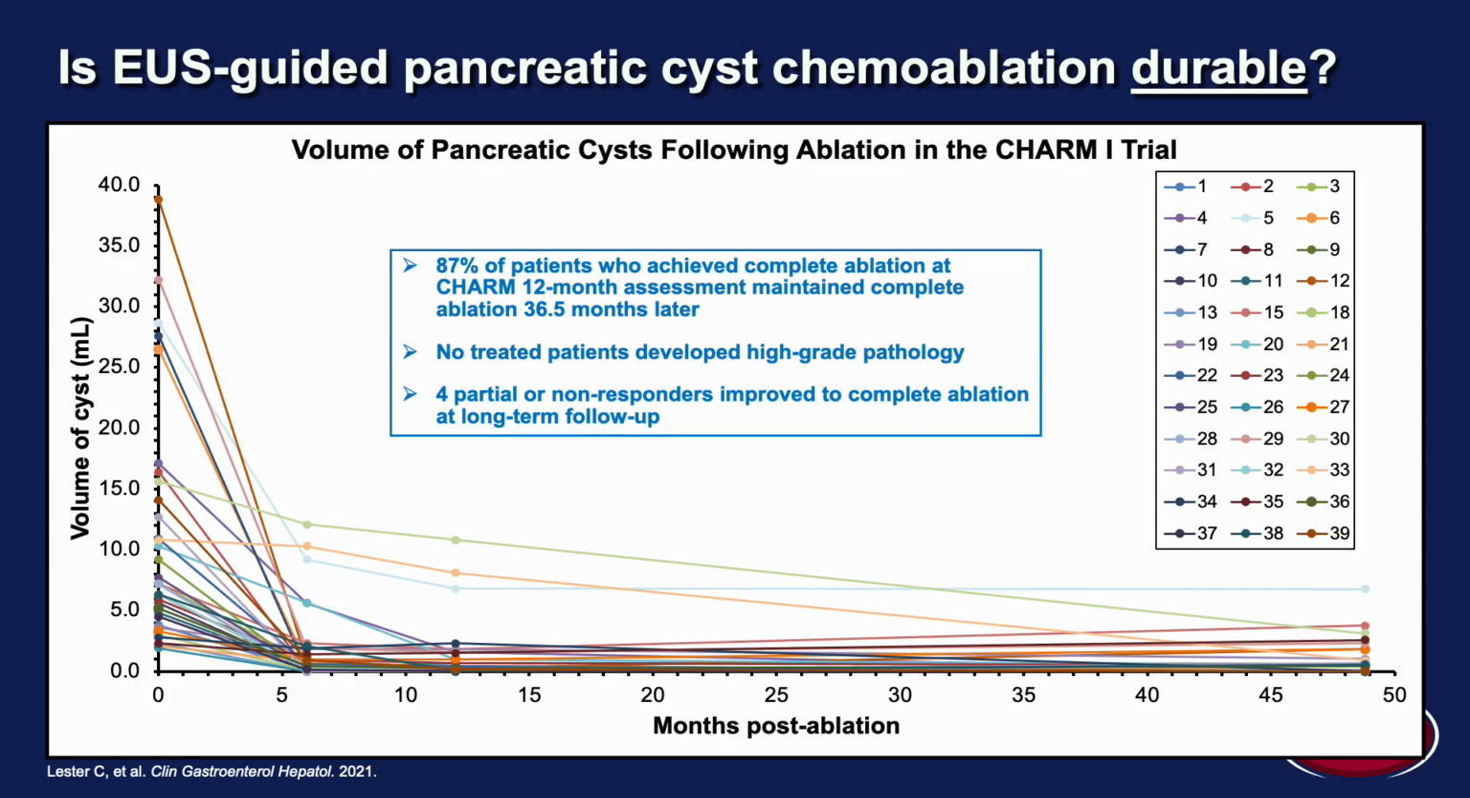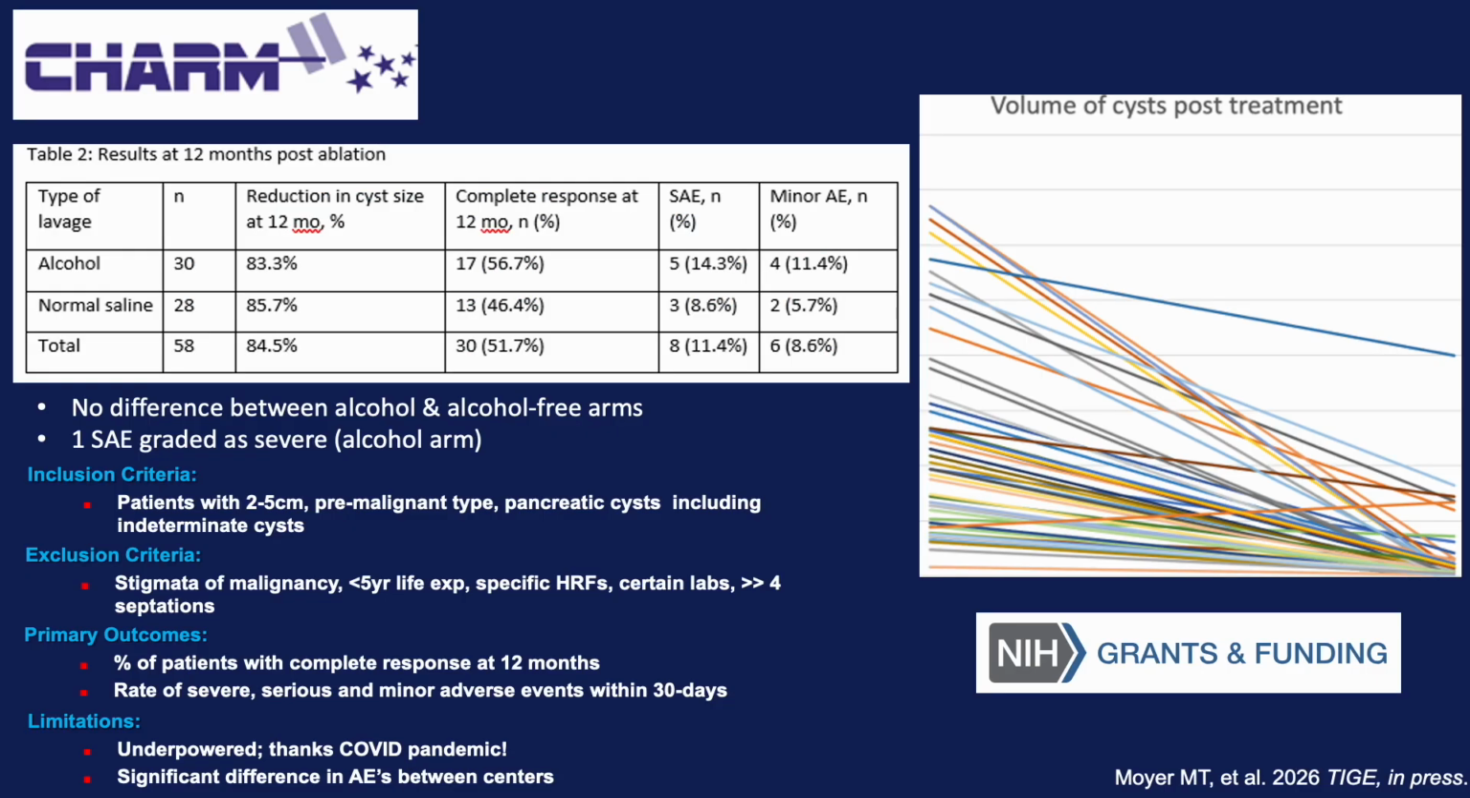This is CHARM 2. And if you want to hear about the fun experiences of running a randomized multi-center clinical trial through the pandemic, talk to me afterwards. It's not fun. So running this, first thing, we lost some clinical coordinators at our other center. Then they took alcohol off the market for a while. And then the pandemic, it ended up being underpowered, unfortunately.